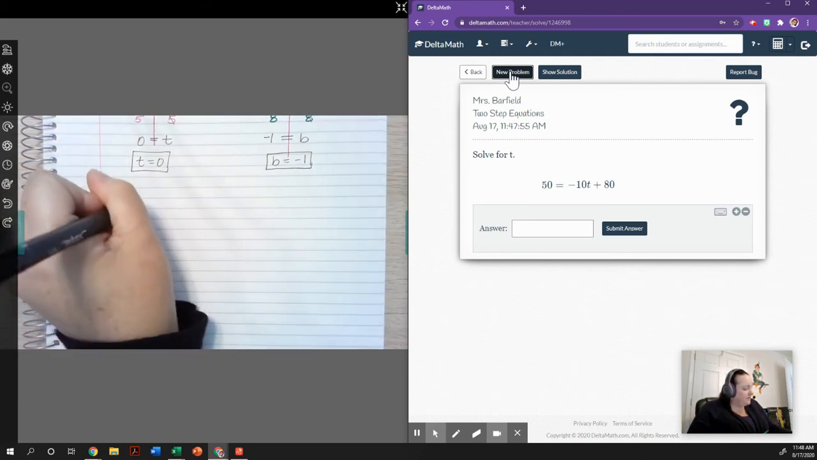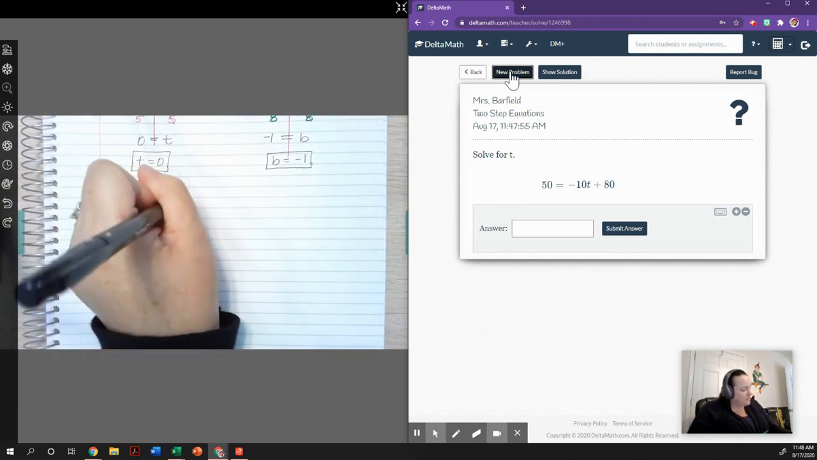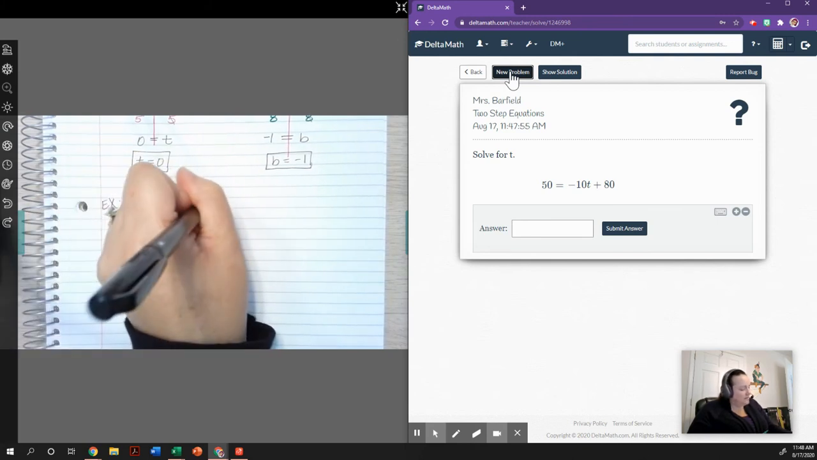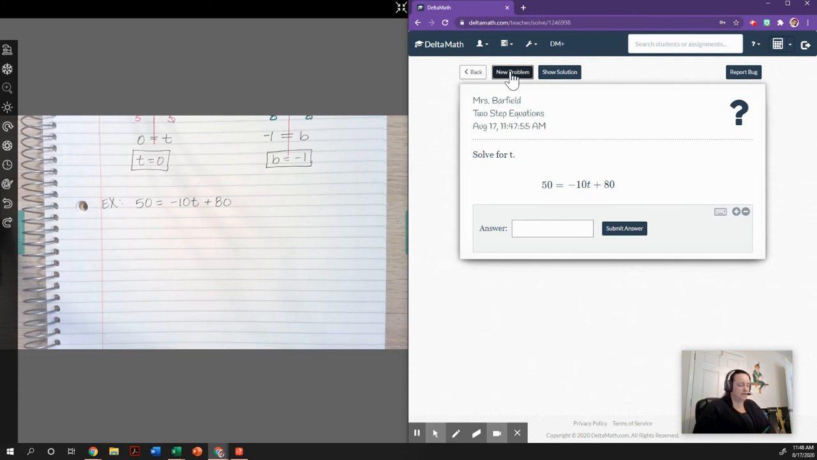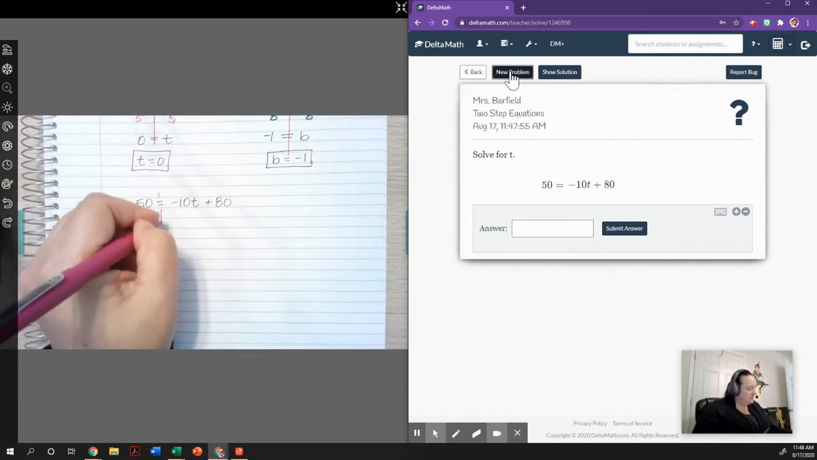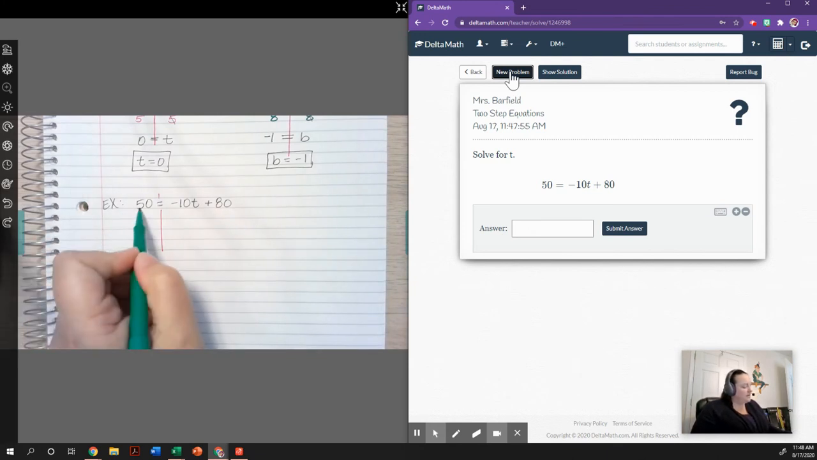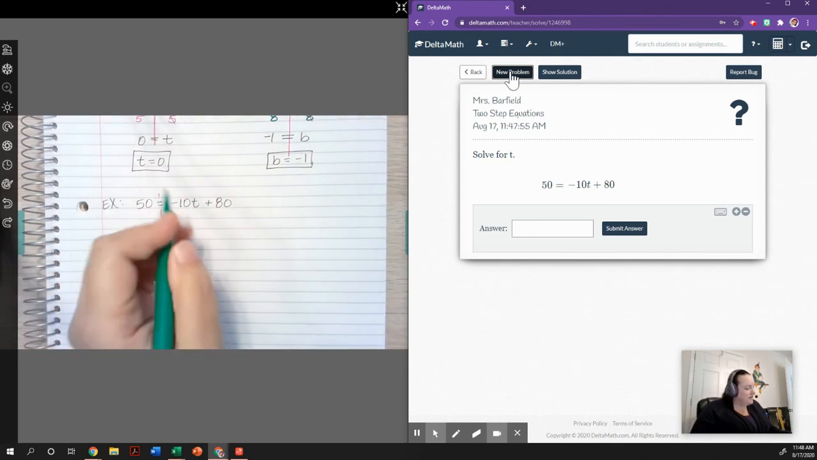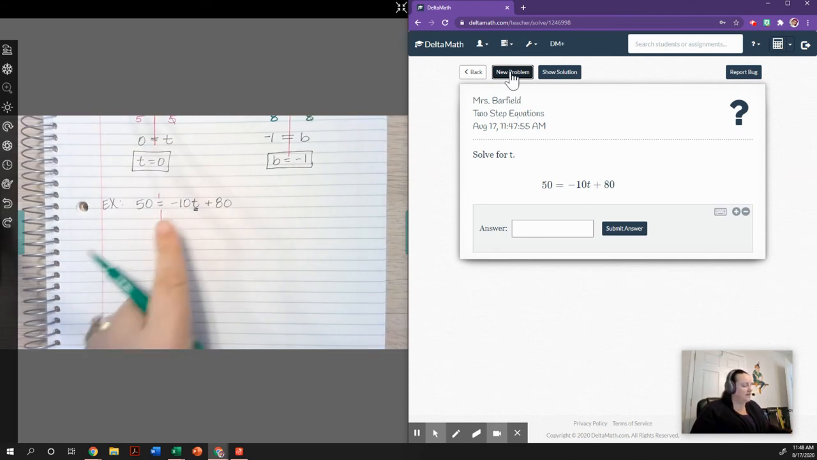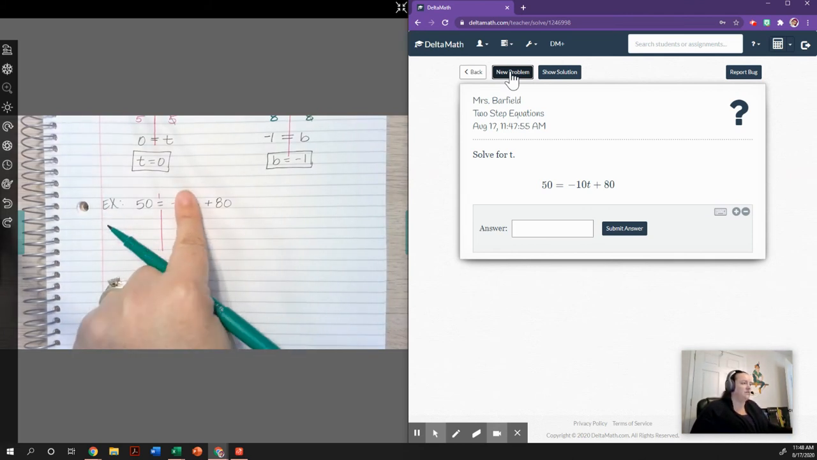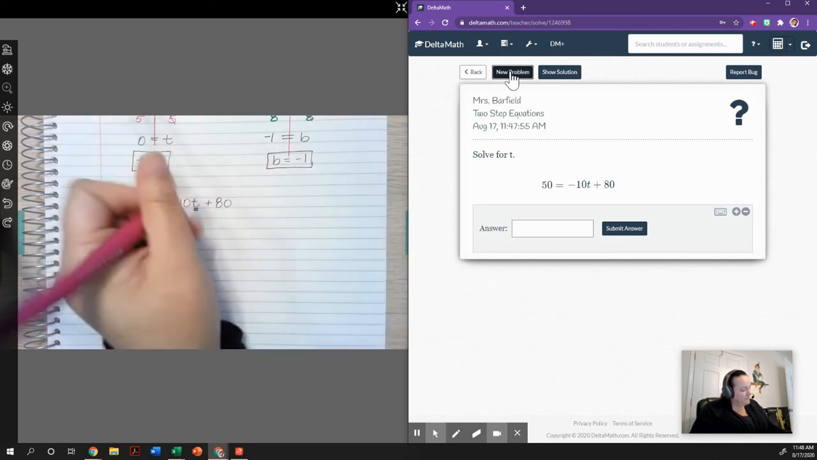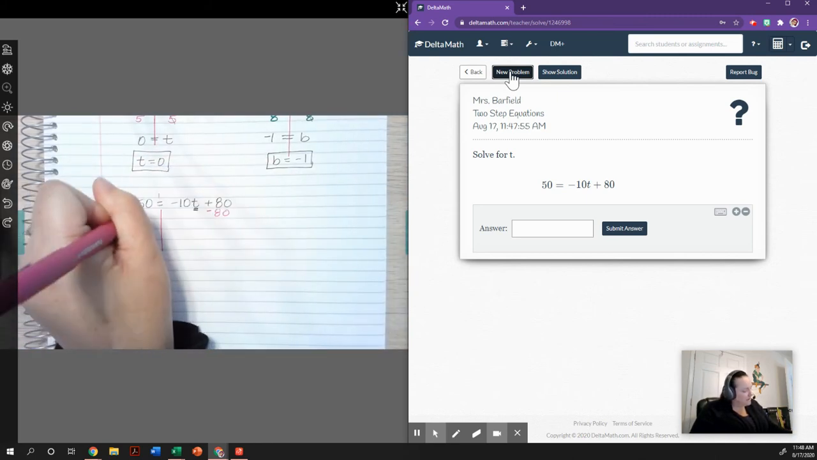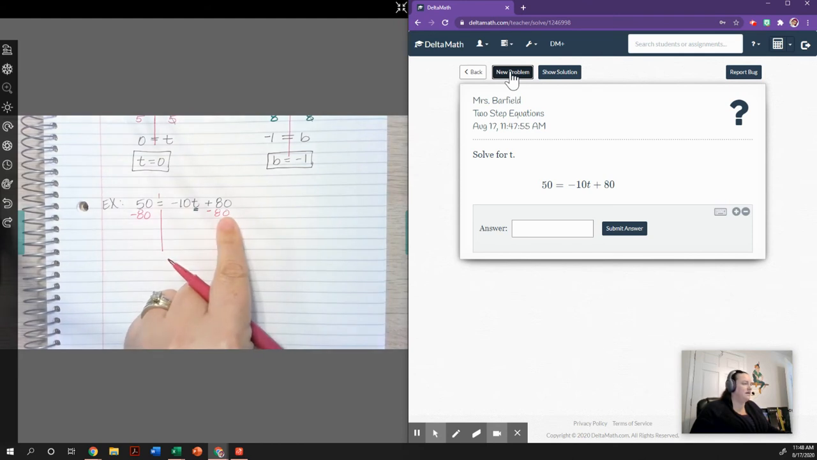So 50 equals -10t plus 80. All right, so same thing. I've got to get t by itself, which means I've got to get -10t by itself. So if I just cover it up, okay, I've got this plus 80. So that means I need to subtract 80 from the left side and the right side.